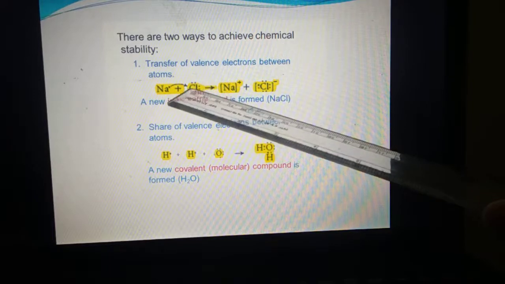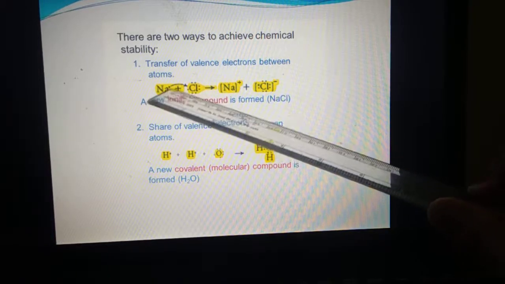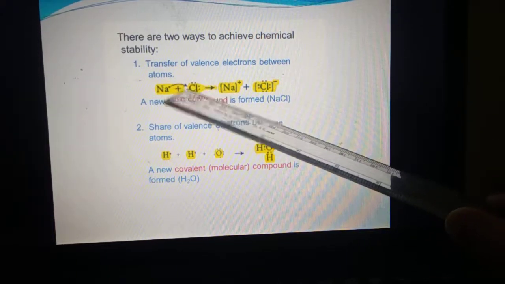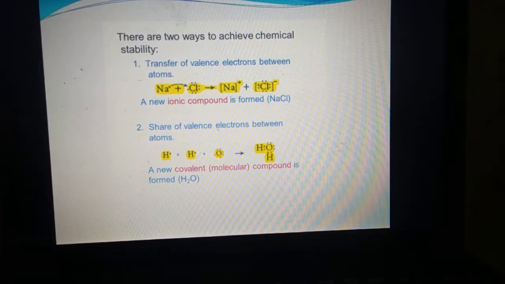So ionic bond is transfer of electrons to the other atoms.